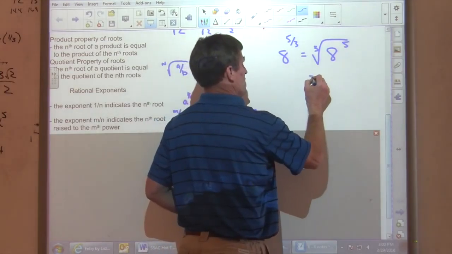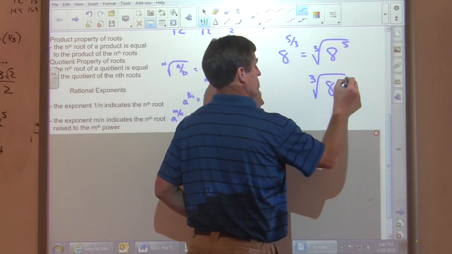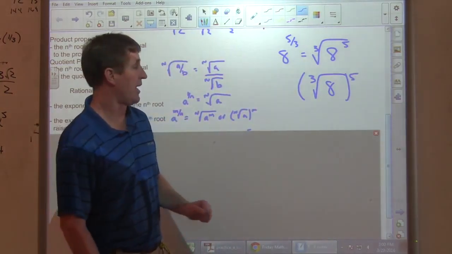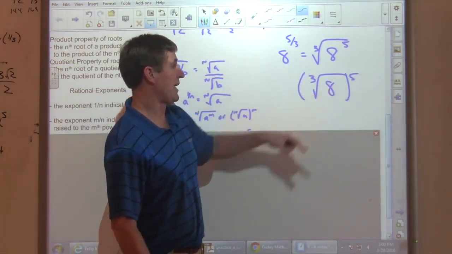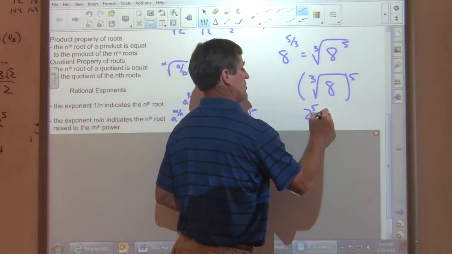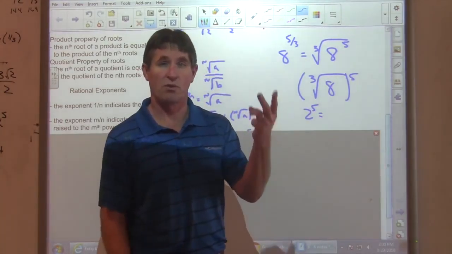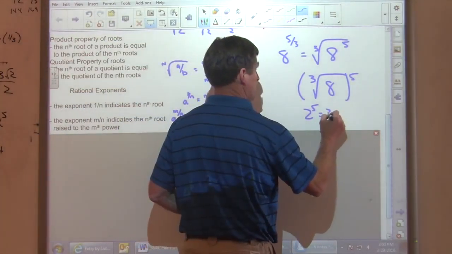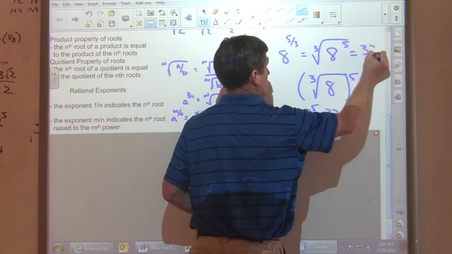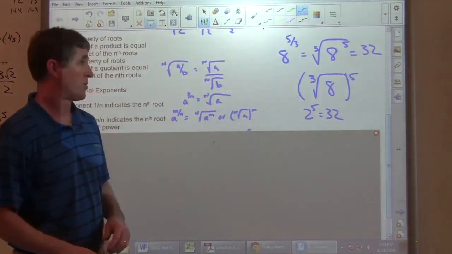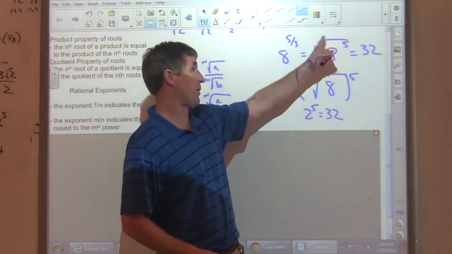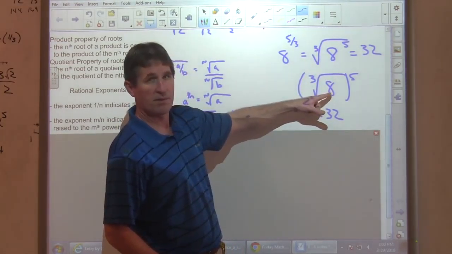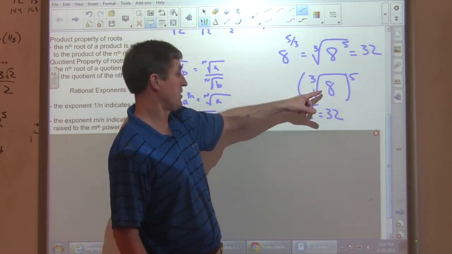But if I did it this way, most of us can probably do this in our head. The cube root of 8 is 2, and so 2 to the 5th power, 2 times 2 is 4, times 2 is 8, times 2 is 16, times 2 is 32. And so this equals 32. So you can do it either way. You can do 8 to the 5th power and then take the cube root of it. But if you can take the root of the radicand first, it just makes it easier.